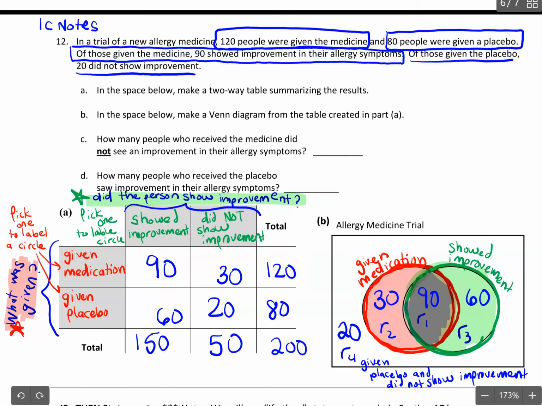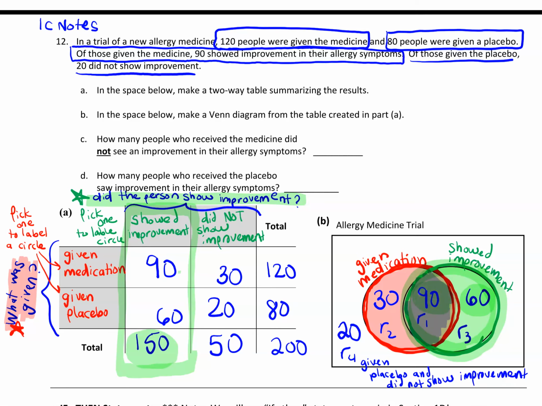Okay, let's try another one of those totals. Let's look at everyone in the green circle. Everyone in the green circle showed improvement. Well, everyone in this first column showed improvement. 150 total. Okay, well, when I look at my circle, I have a 60 plus a 90. That totals 150, that's the total number of people in my showed improvement circle.